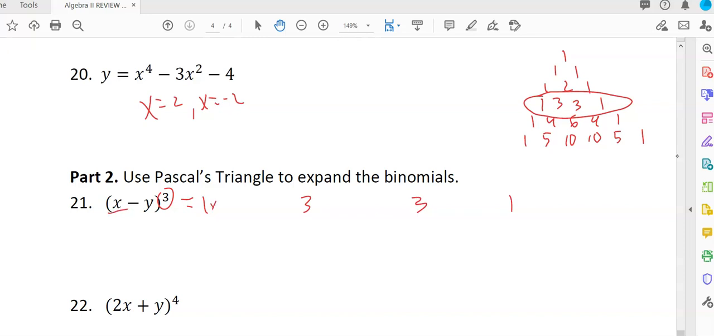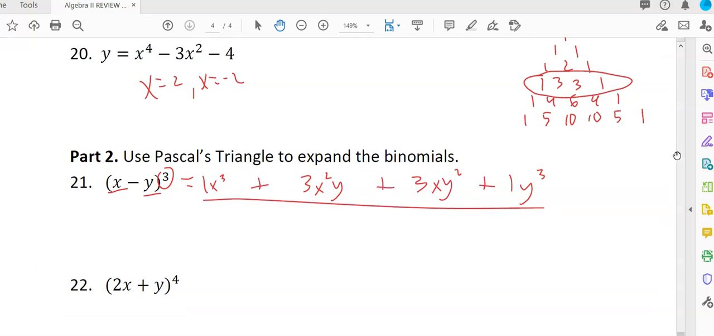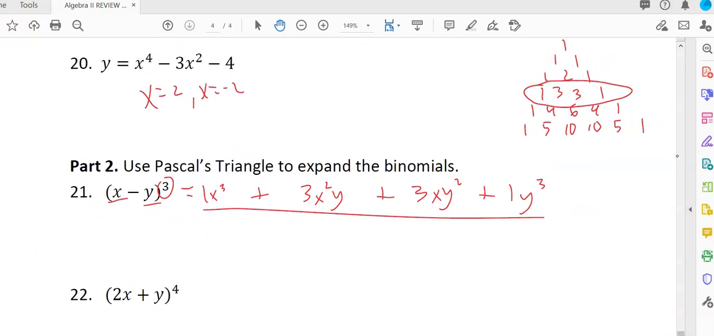First one to the highest power, so x to the third, x squared, x to the first, x. Last one starts on the back end, so y to the third, y squared, y to the first, and then constant. And we pretty much have it. We don't have to simplify that much at all. So this one is fourth power, so I need the fifth row. So 1, 2, 3, 4, 5: 1, 4, 6, 4, 1.